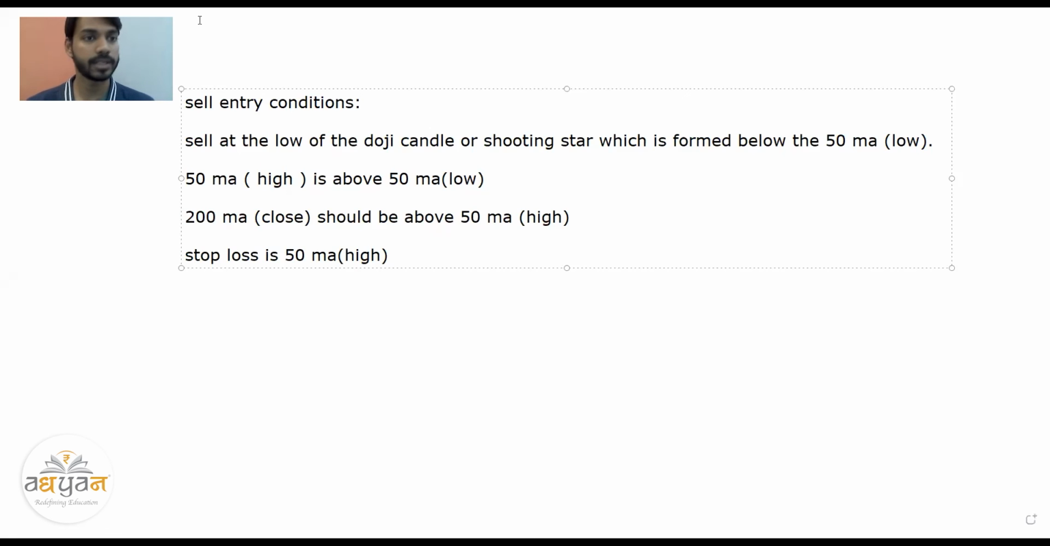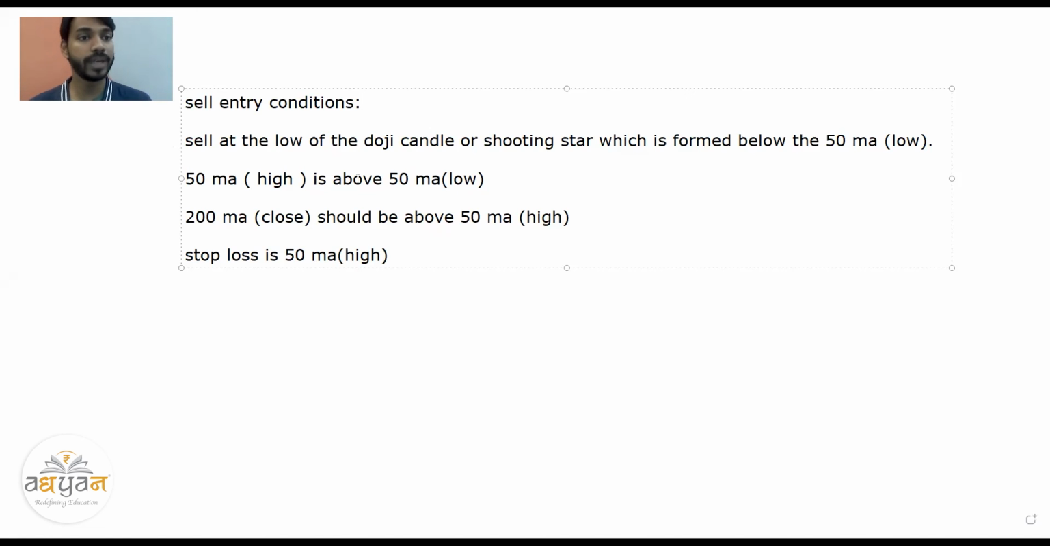So we will be understanding the sell entry conditions as well using the moving averages. You need to sell at the low of the doji or a shooting star which is formed at the 50 moving average low. So what happens here is the order should be: top should be the 200 moving average, the middle should be the 50 moving average high, and the low should be the 50 moving average low.